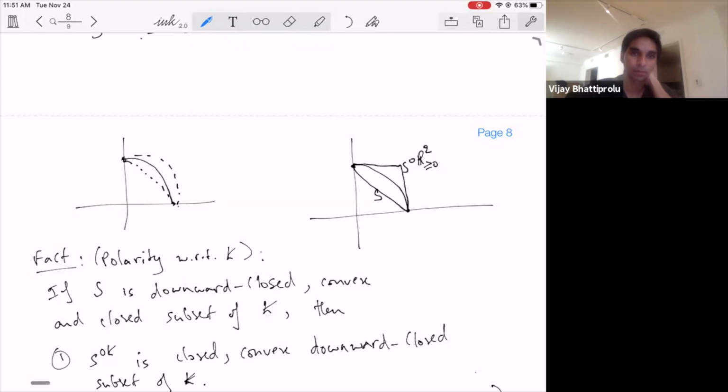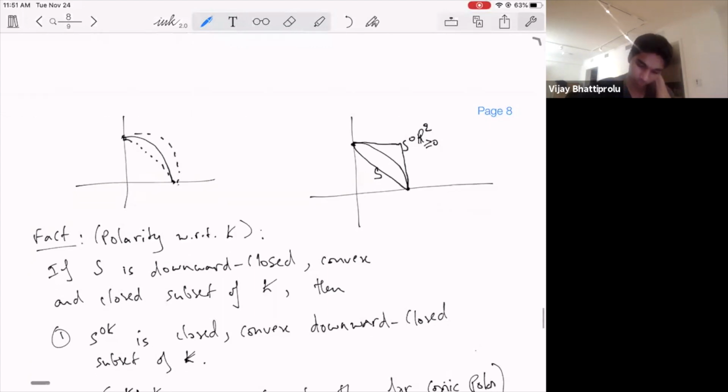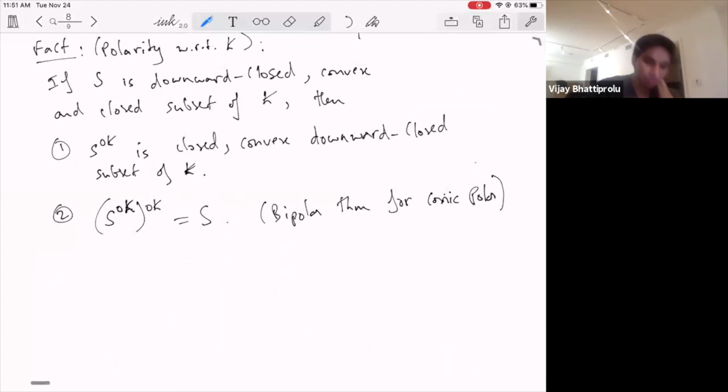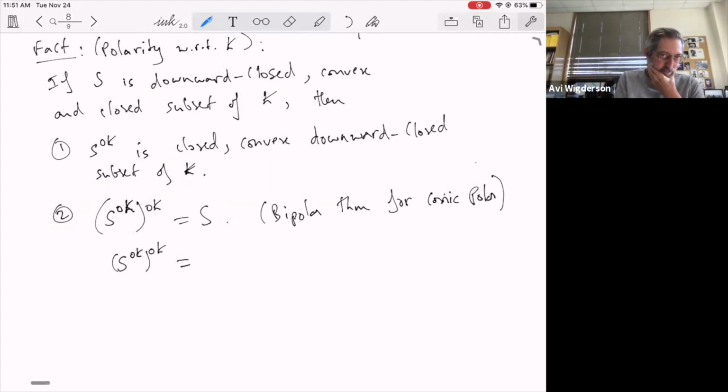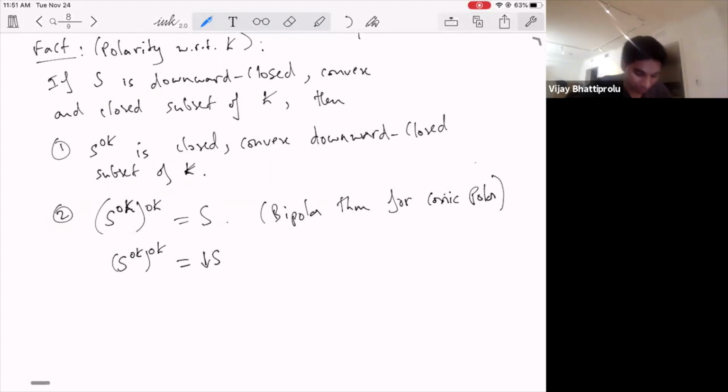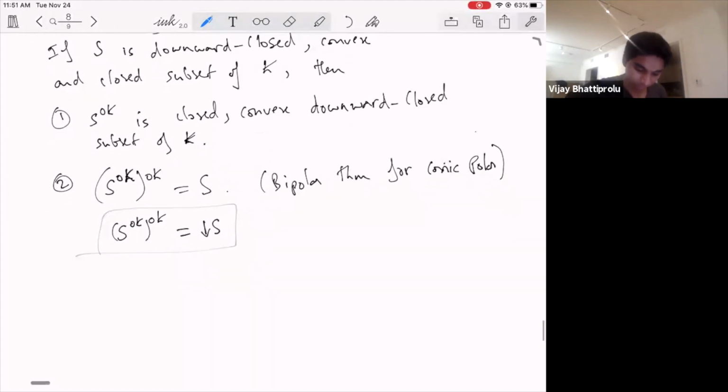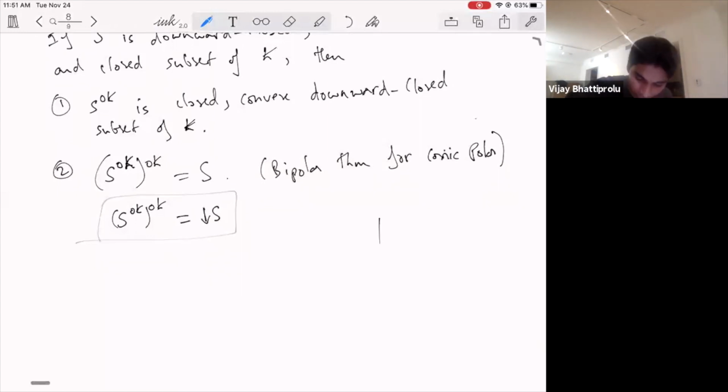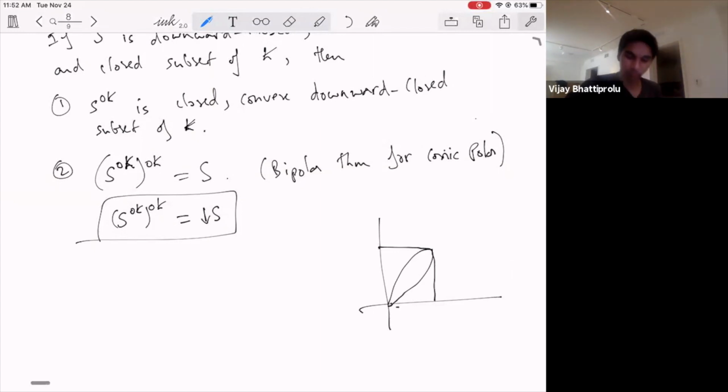Actually, more generally, for a generic set S that's not downward closed, S polar K is equal to the downward closure of S. I'm not going to use this fact, but I'm just stating it for your convenience. And just to show another example, in the non-negative orthant, what I mean by the downward closure of, let's say, this petal is this guy. That's the downward closure of the petal.